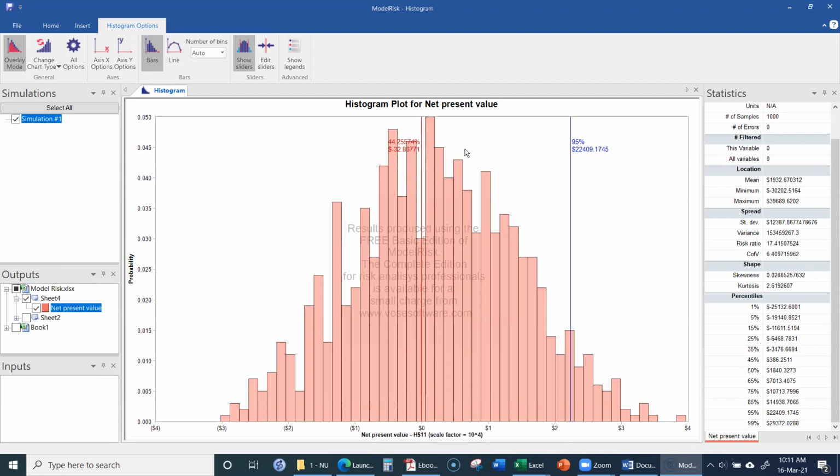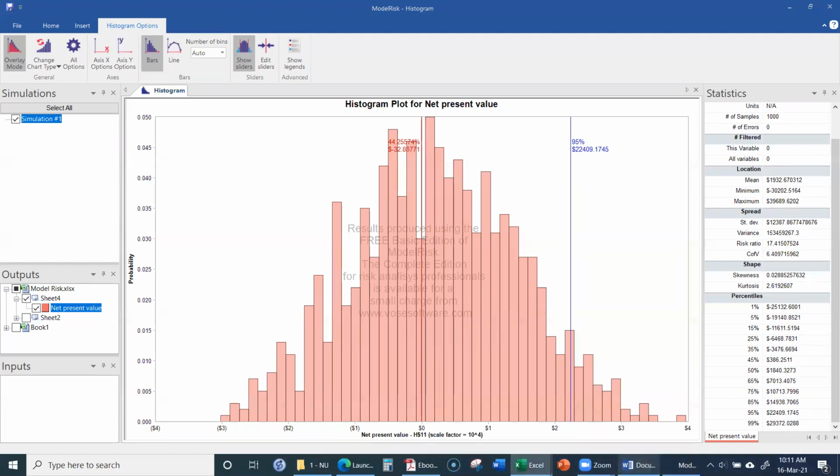So it means that there is a 44% chance in this project that the net present value will be negative. 44% chance of this project.